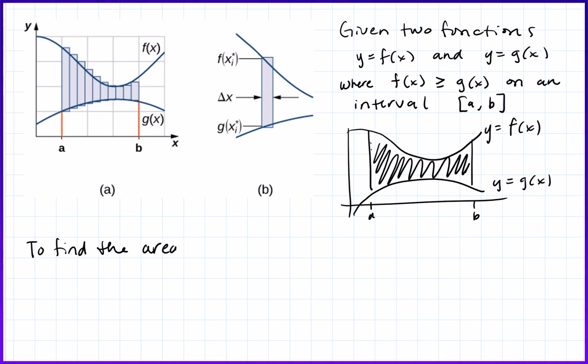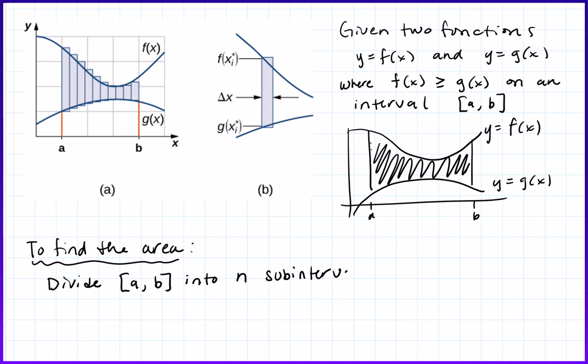this is a common theme we're going to see in Calculus 2. Anytime we want to find something, area, volume, whatever it is, or one of the physics concepts like work or force, we're going to take the interval that we're looking at and divide it up into smaller chunks. So to find the area, we're going to divide the interval from a to b into n subintervals, each of width delta x, which is going to be b minus a over n.